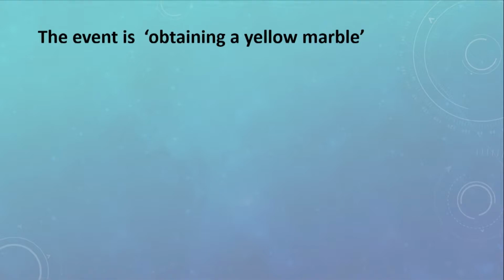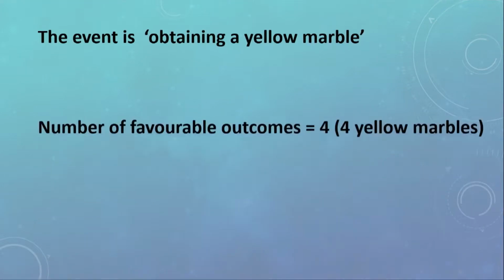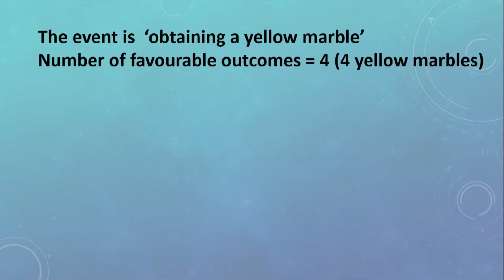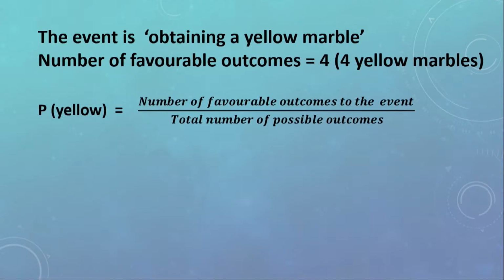Now our event is obtaining a yellow marble. So the number of favorable outcomes is 4, because we have 4 yellow marbles in the sample space. The probability of getting a yellow marble is the number of favorable outcomes to the event divided by the total number of possible outcomes, which is equal to 4 over 12. Remember that we have 4 yellow marbles and the total number of marbles in the bag is 12. Writing this fraction in its lowest terms, we have 1 over 3.